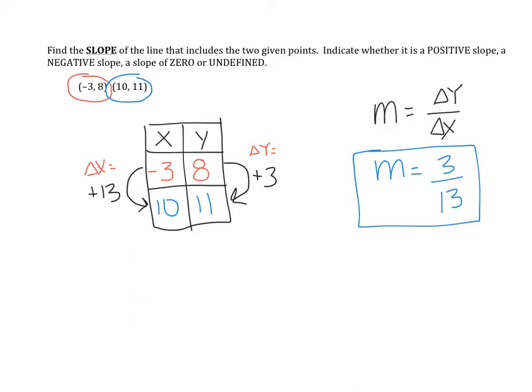Now, indicating whether it's positive or negative is pretty easy. If this is a positive number, this is a positive slope. If it's a negative number, it's a negative slope. If the slope equals 0, because there's a 0 in the numerator, then the slope is 0.